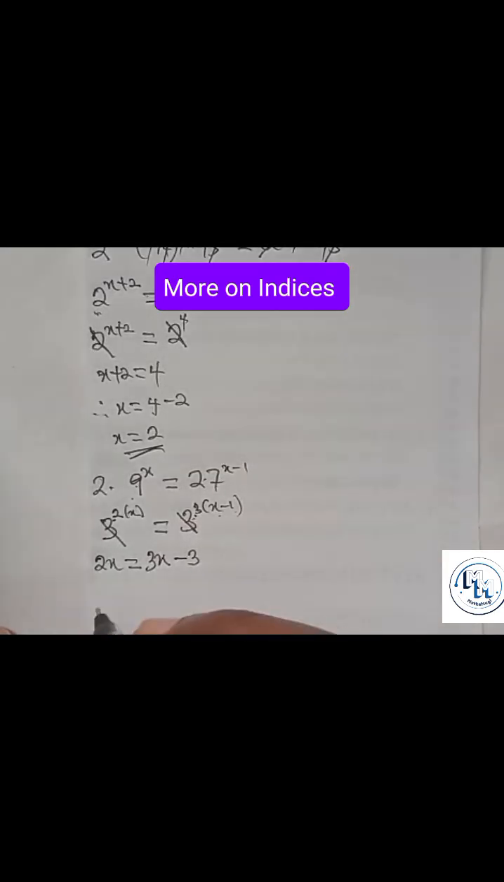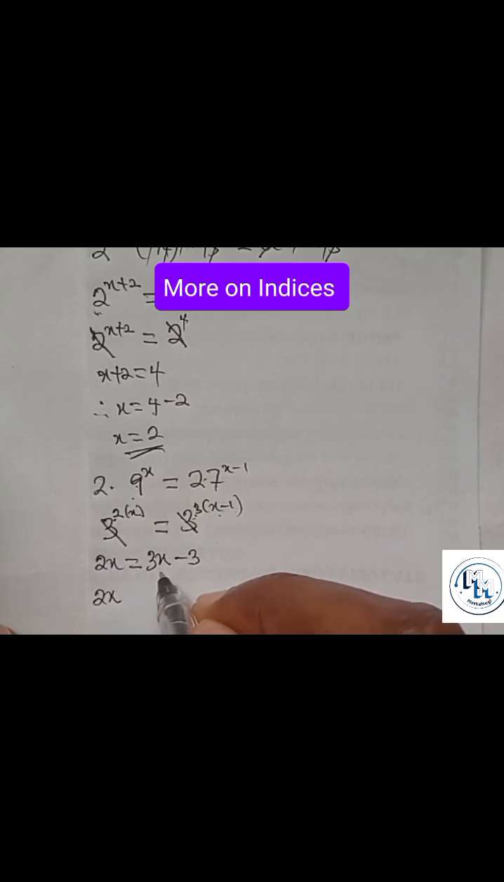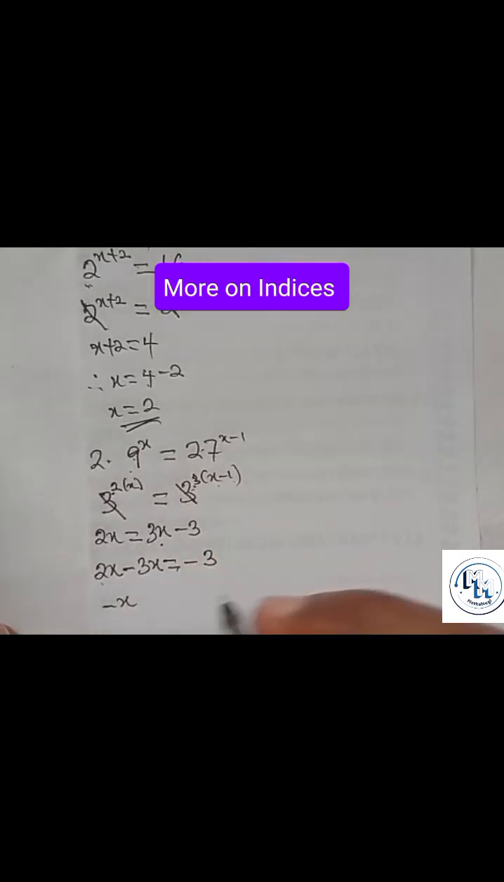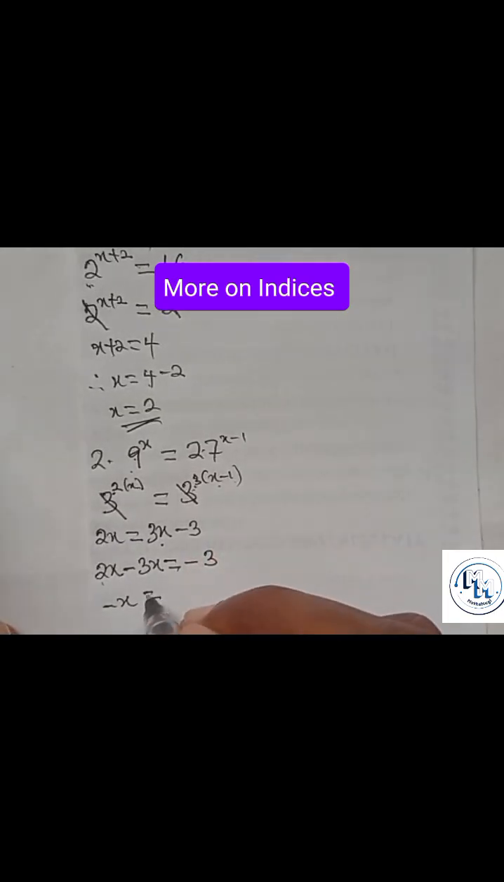To collect like terms, I'll have 2x. Then 3x comes to me, that becomes minus 3x. I'm left with minus 3 at the right hand side. Then 2x minus 3x is minus x, equal to minus 3.